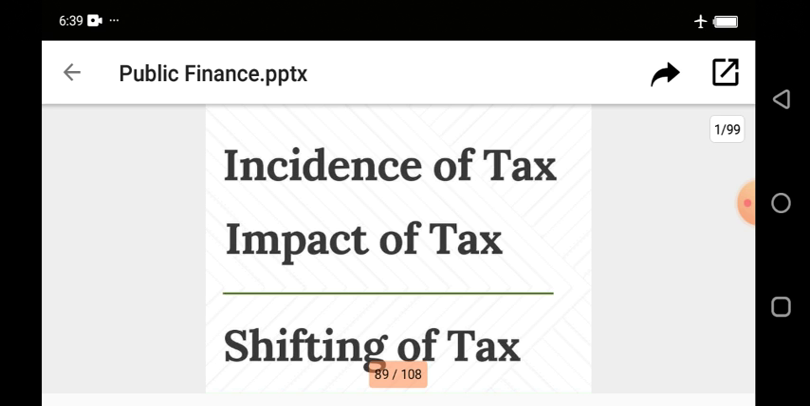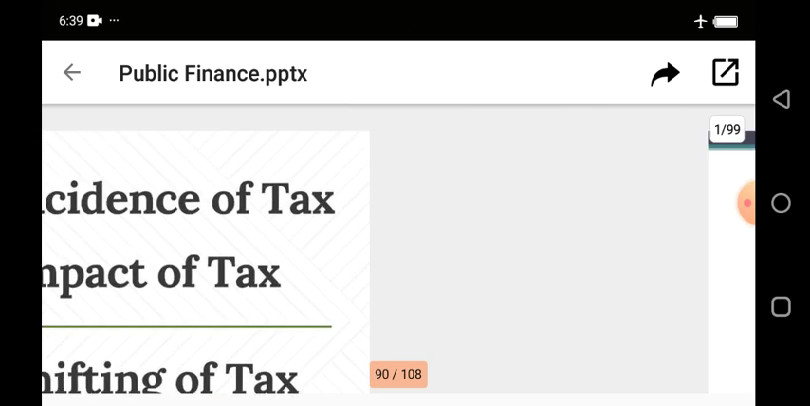Quickly, some of the words we'll be using are incidence of tax and impact of tax. Incidence of tax, as you had in the first introduction, is the final resting place of tax, while impact of tax is who the tax affects, meaning who has the legal responsibility to pay the tax. In some cases, such responsibility can be shifted.